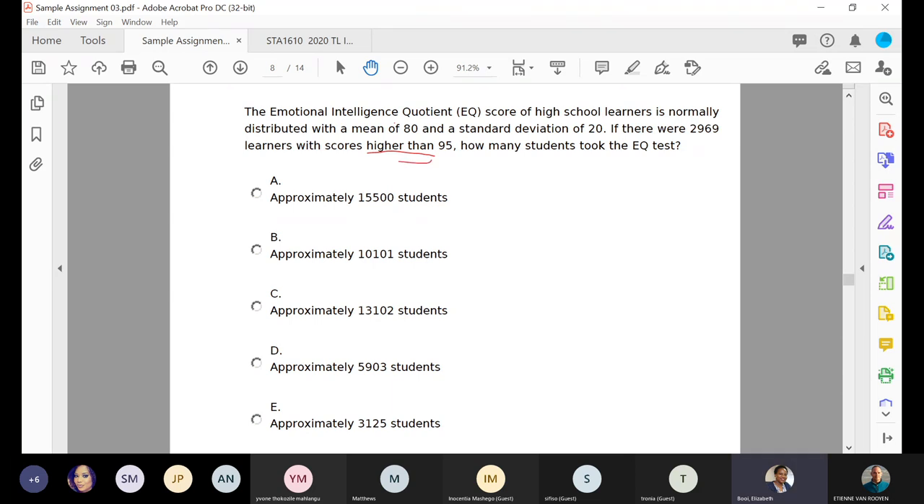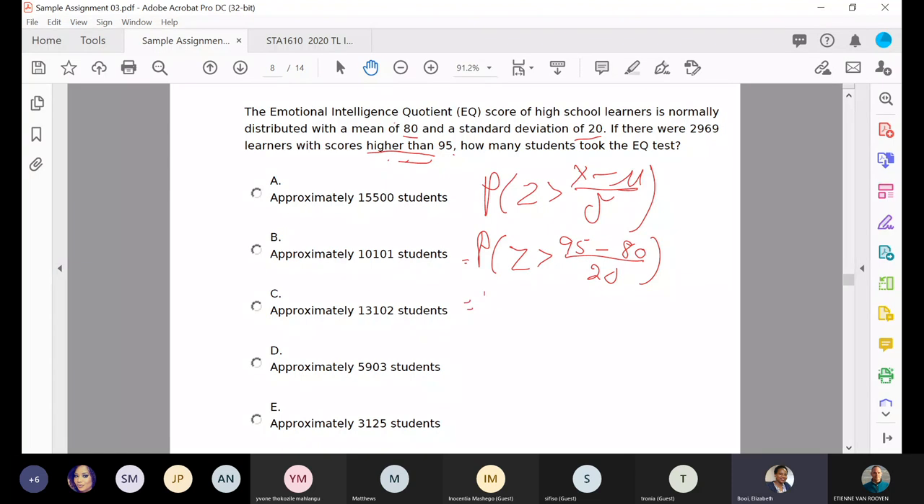And because it's greater than, we need to find the probability that Z is greater than our X minus the mean divided by the standard deviation. It's greater than, so it means the answer we will get, we'll have to subtract it from 1. So Z greater than our X, which is 95, minus the mean, 80. The standard deviation is 20. What is our Z value? 95 minus 80 is 15 divided by 20. What do you get?